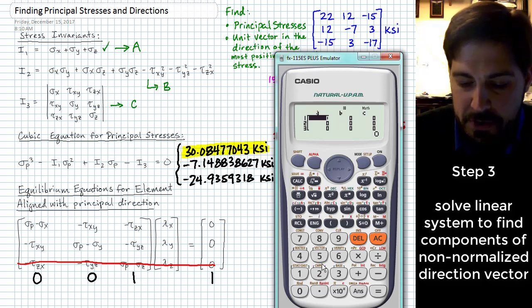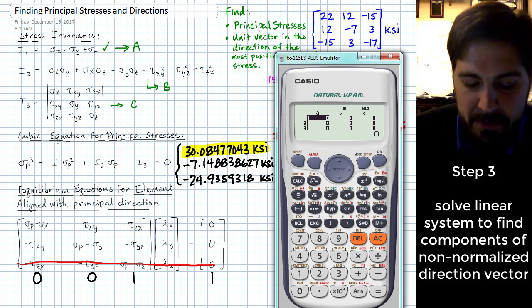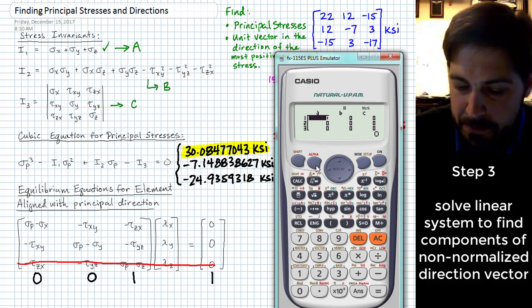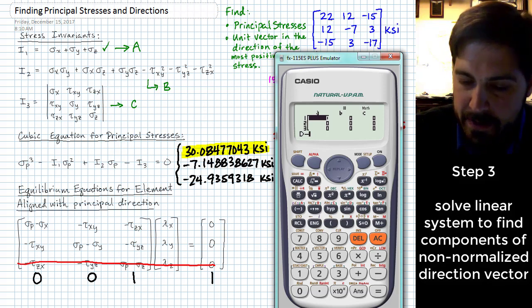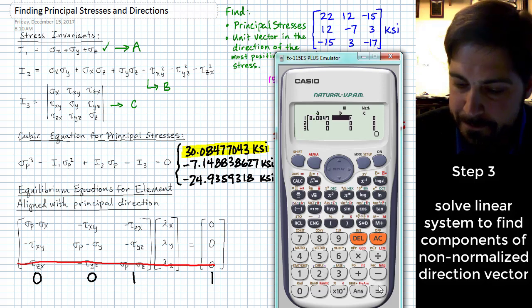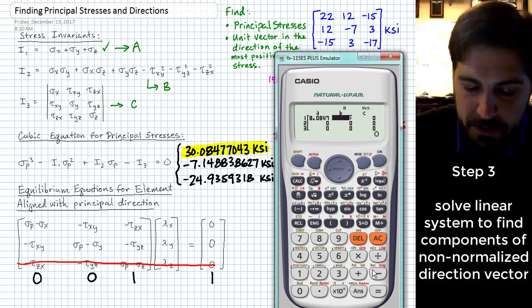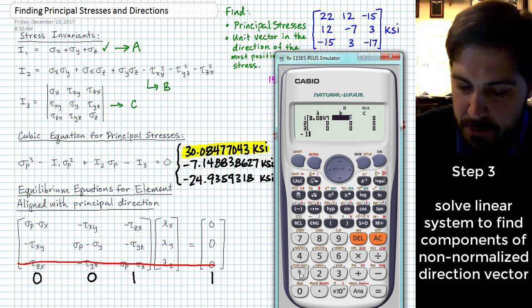Remember, we stored that value for stress, which is this sigma p value that I had over here. We will put in that value and subtract off what was in that position in the original stress tensor, which was 22. Okay. Next, you'll notice we have negative tau xy, so that would be negative 12.